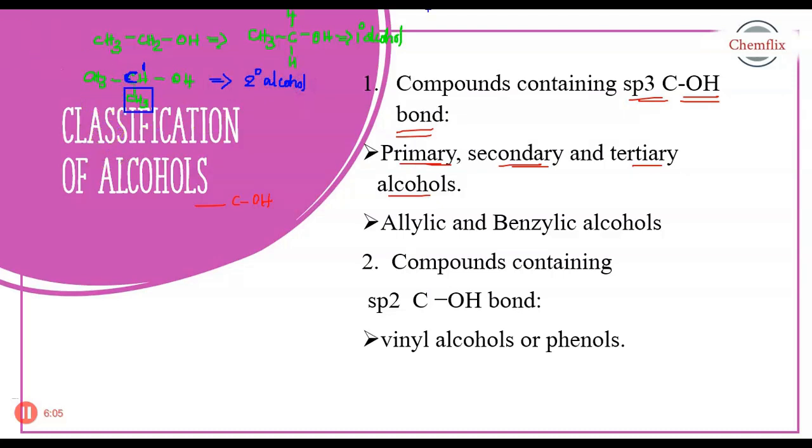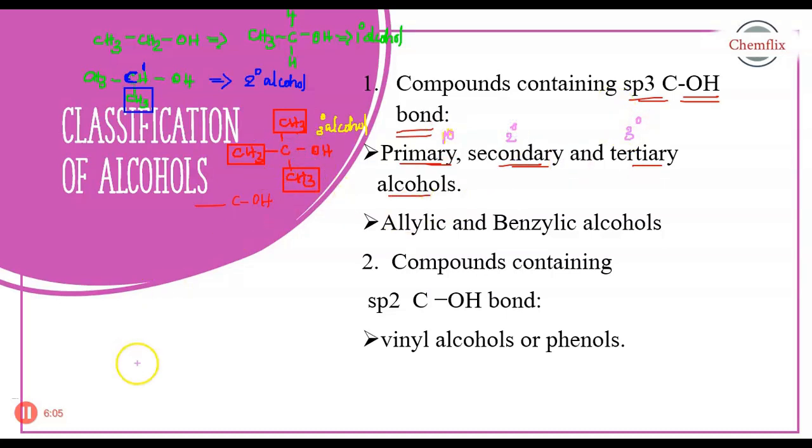Moving to the tertiary alcohol: CH3, C, CH3, CH3, OH. Here you can find this carbon is attached to 3 other methyl groups. This one is the first methyl group, this one is the second, this one is the third, and there is no hydrogen attached to this carbon atom. So this can be called a tertiary alcohol. This one is primary, this one is secondary, this one is tertiary.